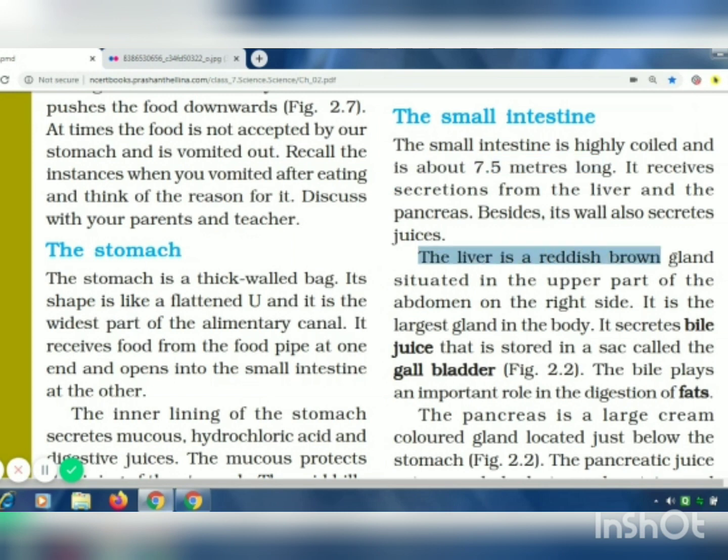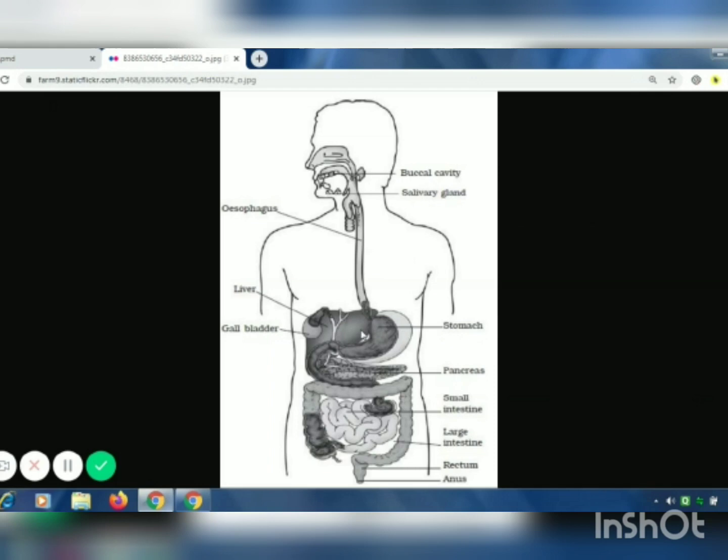The liver is a reddish brown gland situated in the upper part of the abdomen on the right. So you can see that the liver is situated at the upper part of our abdomen. This is our abdomen and it is located in the upper part and to the right hand side of the abdomen.